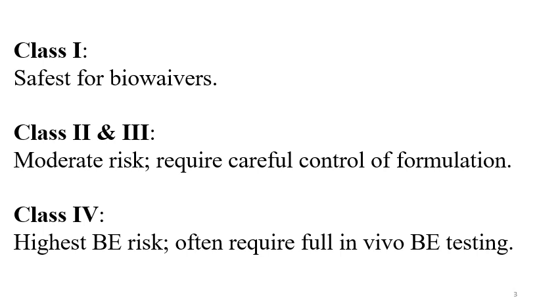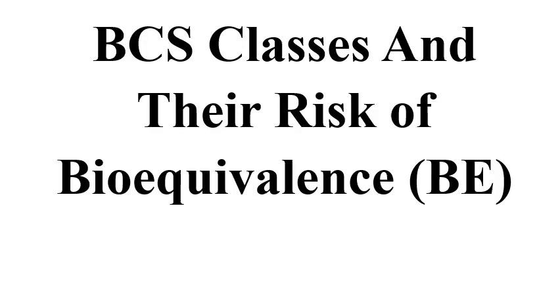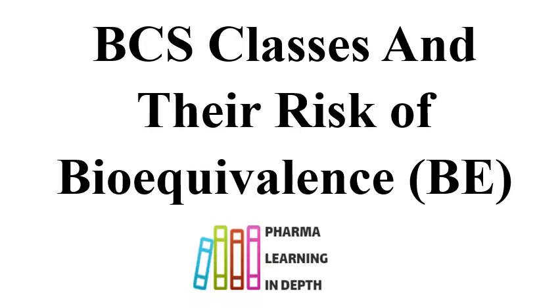BCS class 2 and 3 have the medium risk or moderate risk and require careful control of the formulation. BCS class 4 drugs are high risk products. If the formulation contains a BCS class 4 drug, it will be a high risk product and it has the highest BE risk, often requiring full in vivo BE testing. So this is the information regarding BCS classes and their risk onto the bioequivalence.